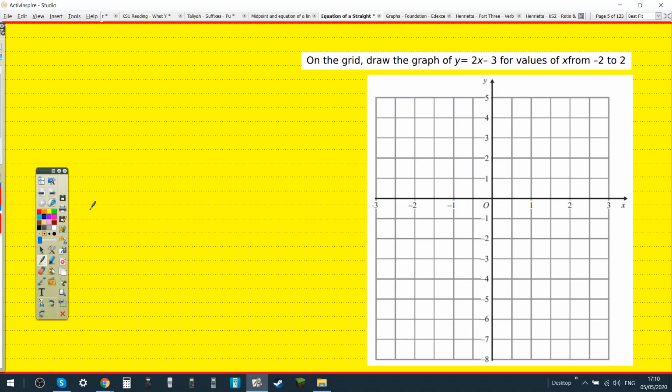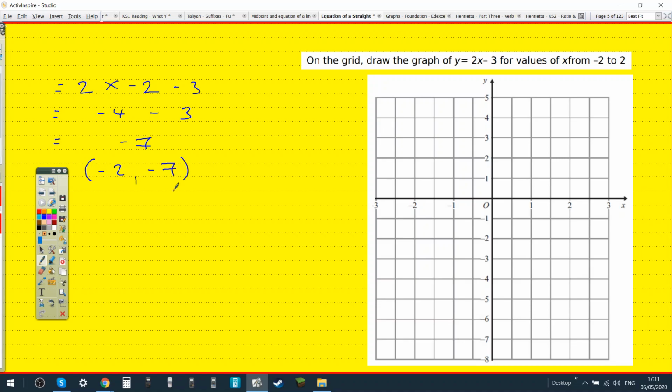So the graph of y equals 2x minus 3. X is minus 2, so it would be 2 times minus 2, which is minus 4. And then take away 3, sorry. And that is minus 7. And then the coordinate would be minus 2, minus 7.